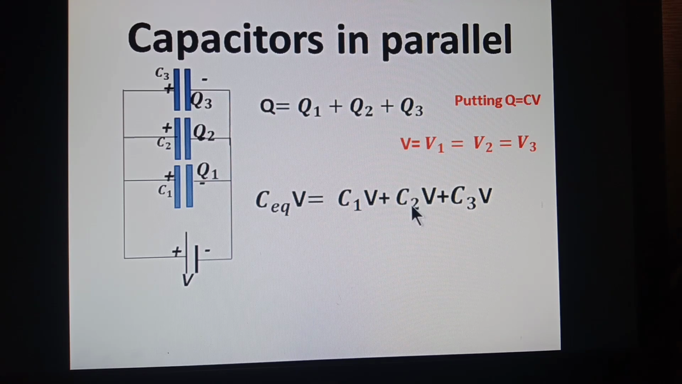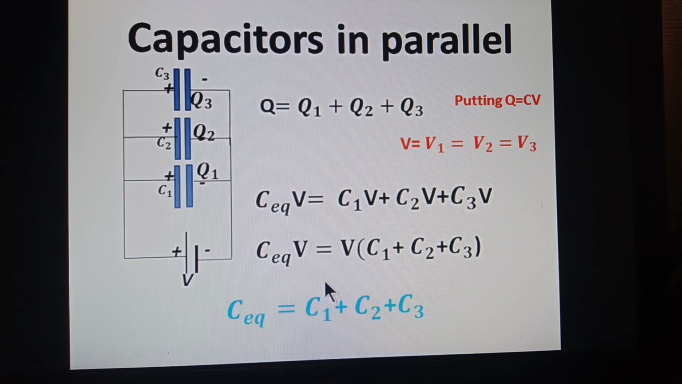Now students, on the right hand side, taking V common, we get the equation like this. C equivalent into V is equal to V into C1 plus C2 plus C3. V on the right side will be cancelled with the V on the left side, and we get this equation: C equivalent is equal to C1 plus C2 plus C3. It is the equation that we use for finding the total capacitance of a circuit when different capacitors are connected in parallel. So this equation shows that in a parallel combination the total capacitance increases.